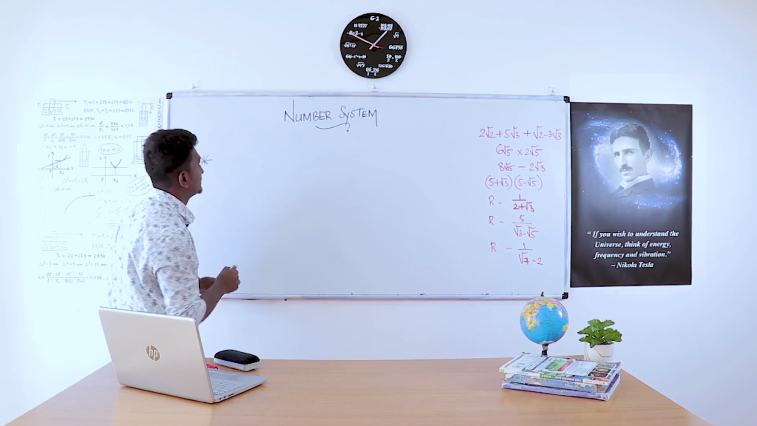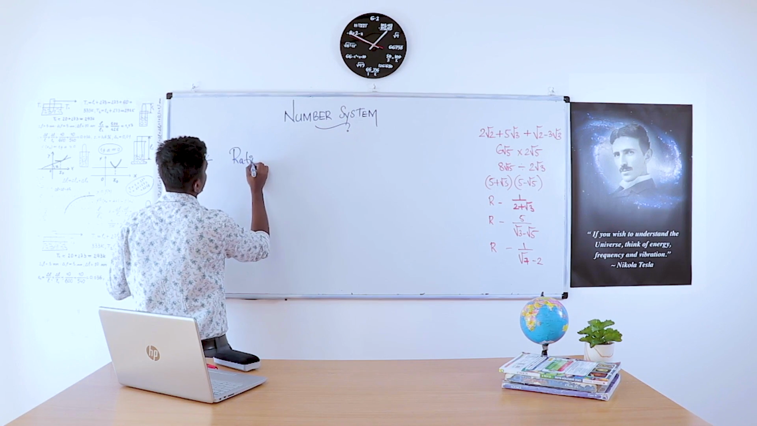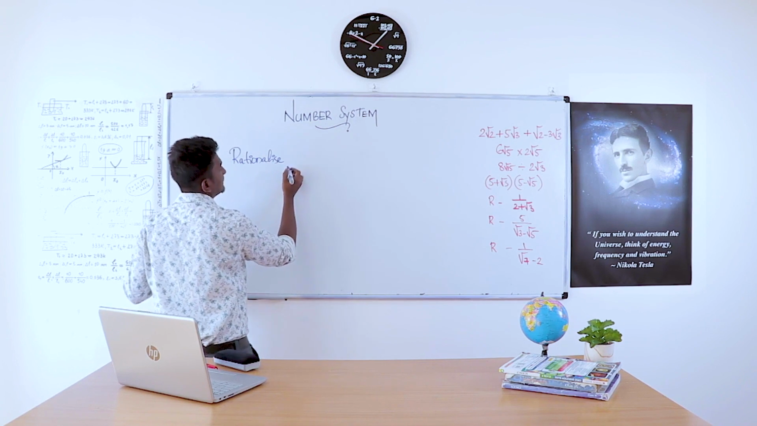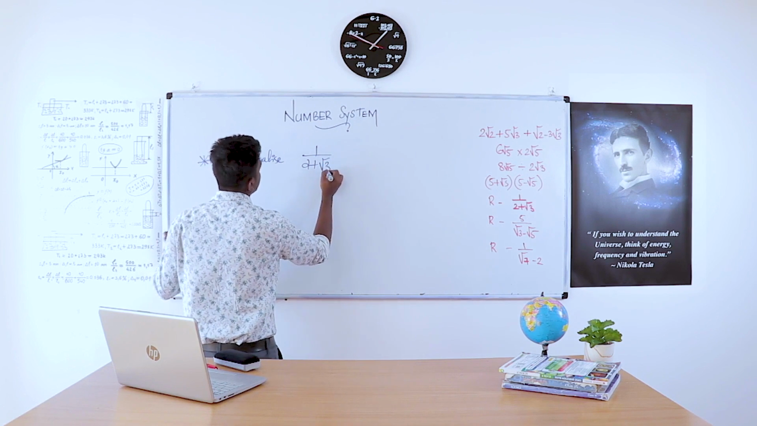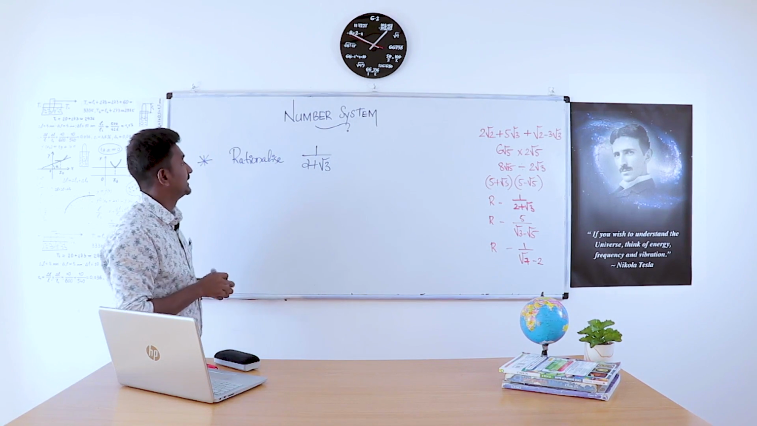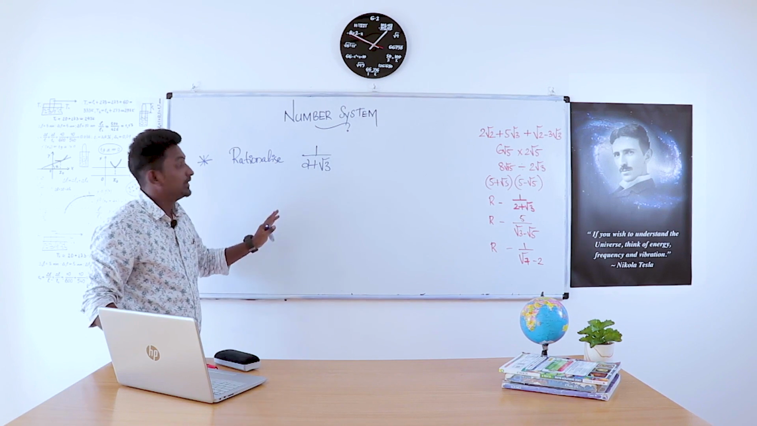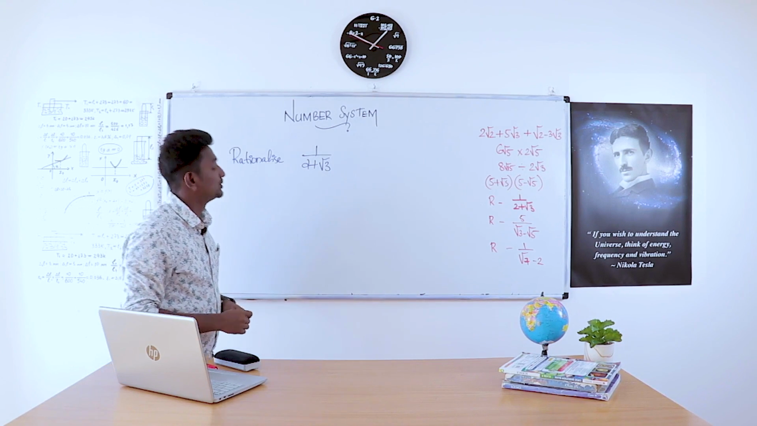Now moving to the next question. Rationalize the denominator of 1 by 2 plus root 3. This means that we have to rationalize the denominator 1 by 2 plus root 3. You are having questions, rationalize the denominator. Rationalize 1 by 2 plus root 3.